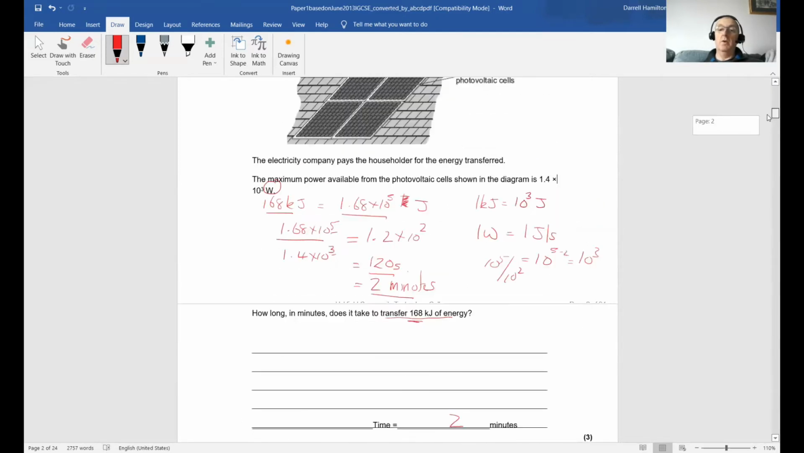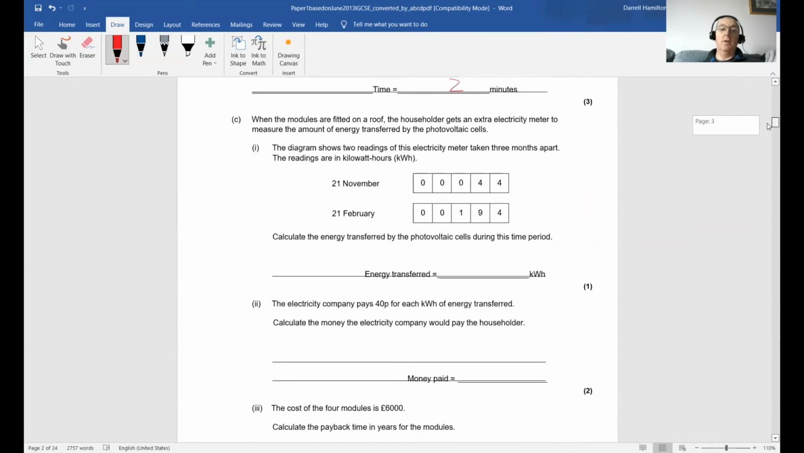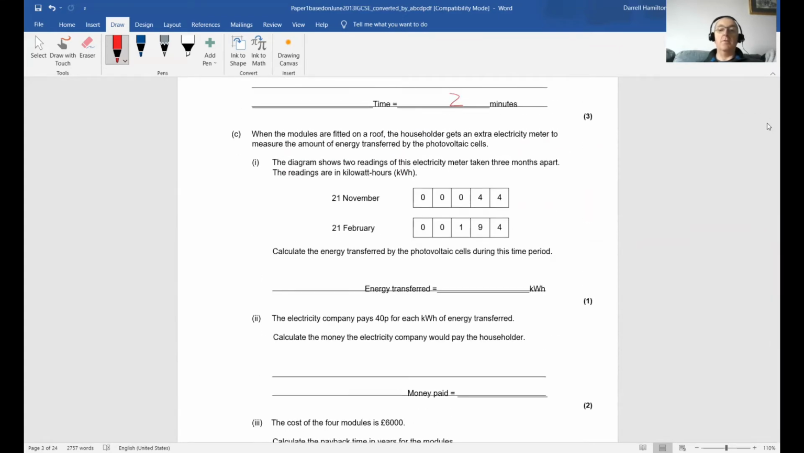Now we've got a simple meter reading exercise. So the modules are fitted on a roof. The householder gets an extra electricity meter to measure the amount of energy transferred by the photovoltaic cells. The diagram shows two readings of this electricity meter taken 3 months apart. The readings are in kilowatt hours. We end up with 194, we start with 44, and so the difference, of course, is 194 minus 44, which is 150 kilowatt hours.